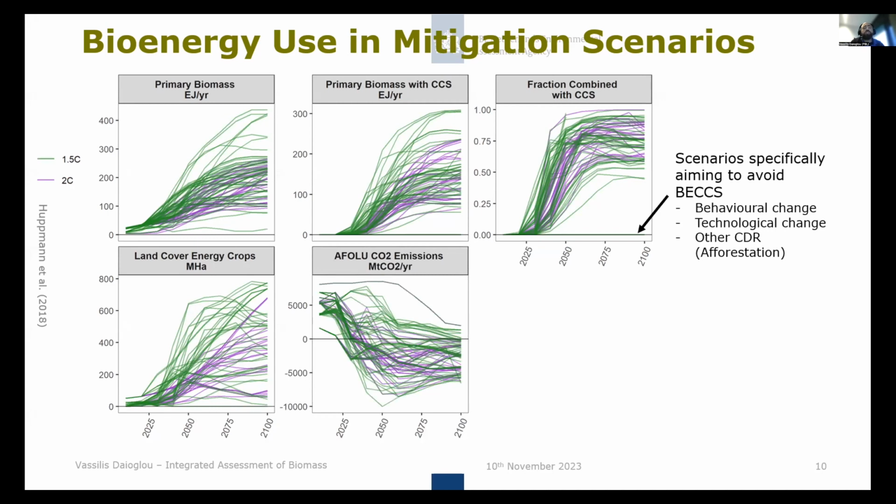And this is also shown in the AFOLU CO2 emissions. But I think the next speaker is probably going to be talking a little bit more about this, so I'm not going to say much here.